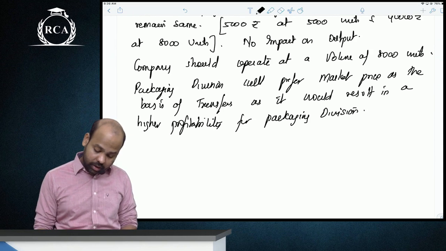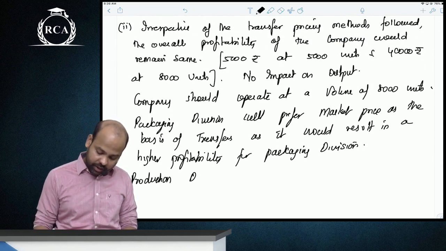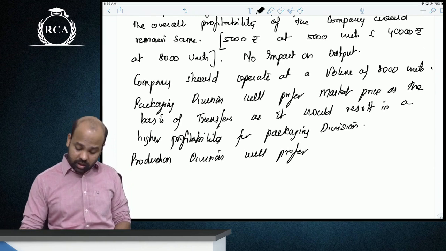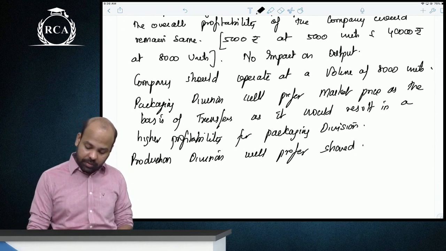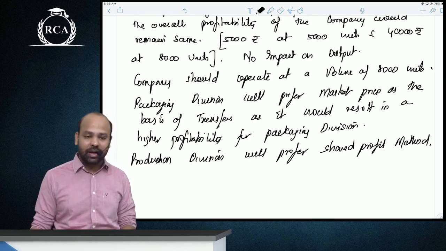And the other, production division, I hope you're all writing. Production division will still prefer the shared profit method, because it is resulting in a higher profit to them.